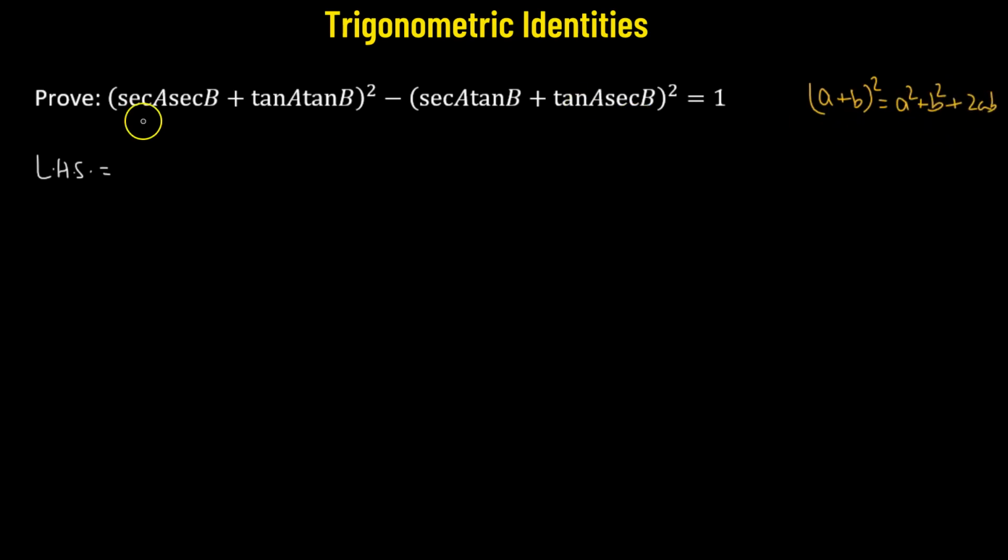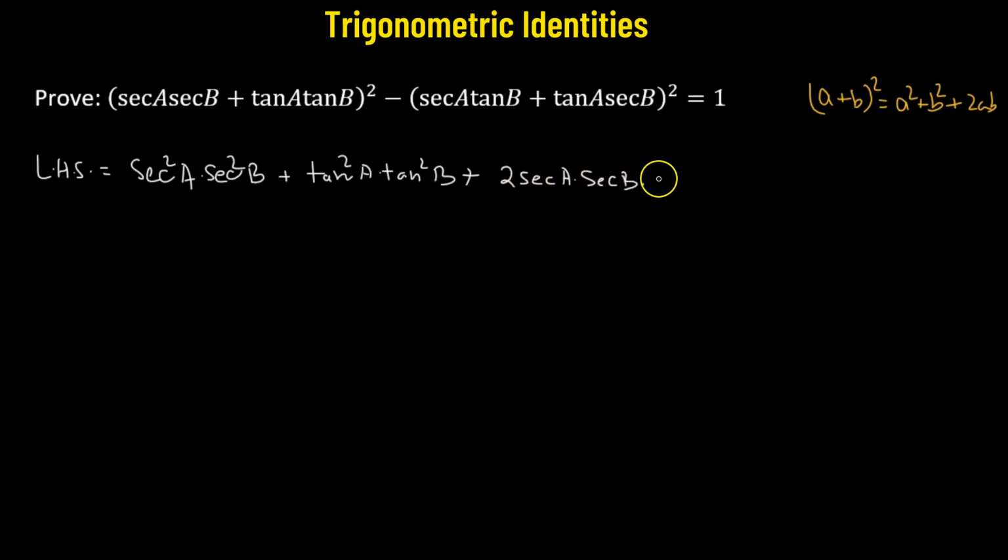So in our case, a is represented by the product secant of a, secant of b, and b is represented by the product tangent of a and tangent of b. So that means we will get secant squared a times secant squared b plus tangent squared a times tangent squared b plus 2 times secant a times secant b times tangent a times tangent b. So this is the expansion of the first term.